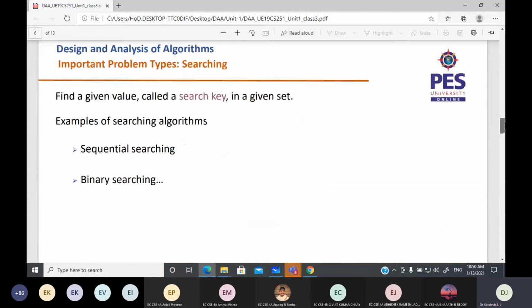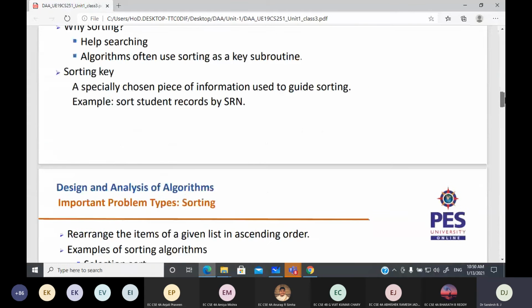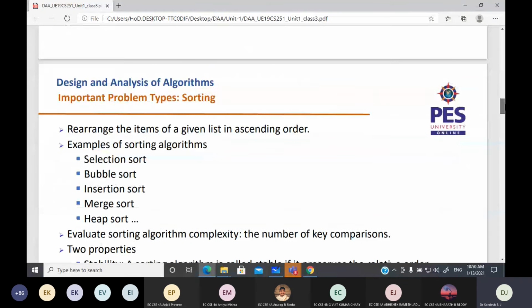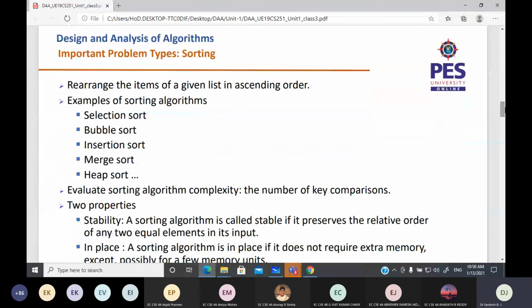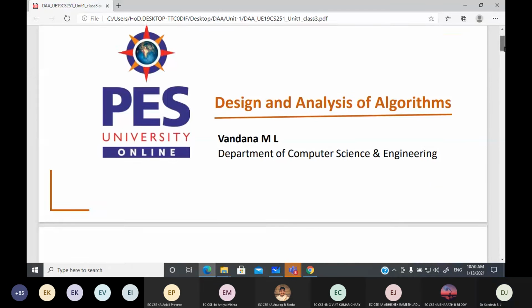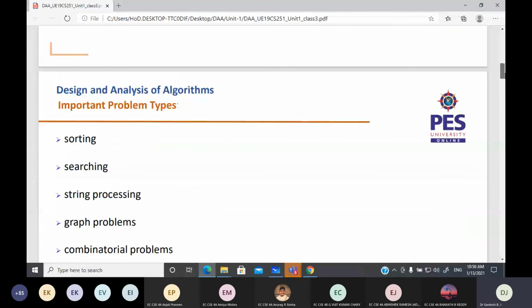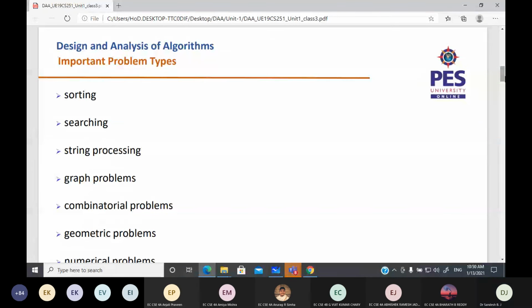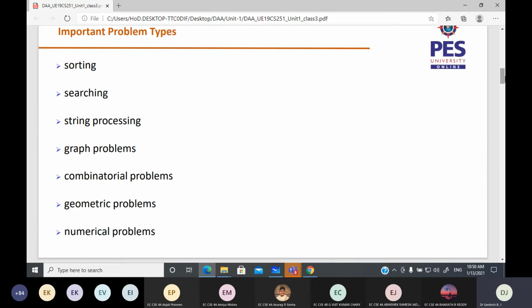The next discussion which we are going to do is the important problem types. This slide is developed by one of my colleagues, Vandana, and there are different important problems which we will discuss one by one. The important problem types are sorting problems, searching, string processing, graph problems, combinatorial problems, geometric problems, and numeric problems. These are all the different kinds of problems we are going to discuss.